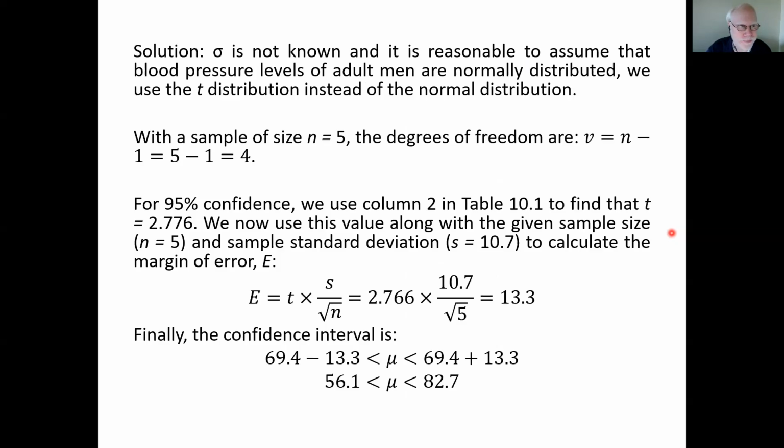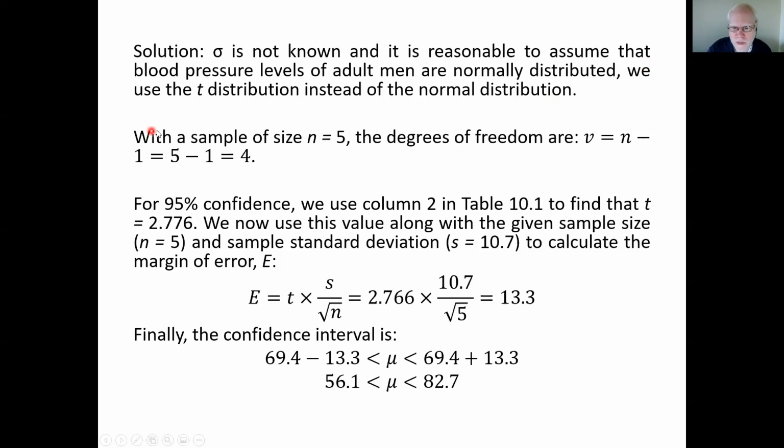All right, so how does the solution work? So we don't know the population standard deviation, and we don't have a sample size greater than 30. It's reasonable to assume that blood pressure levels for adult men are normally distributed. So because we can reasonably assume that, we use the t-distribution instead of the normal distribution. So we're okay to go with Student t in this case.